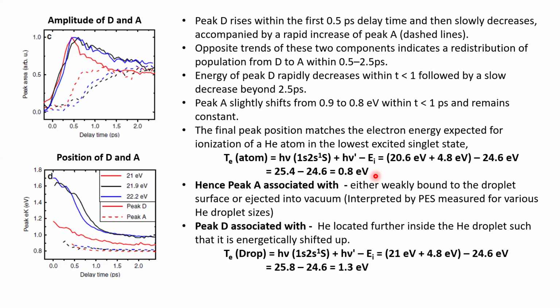And coming to the droplet size, for the droplets, the peak D is associated with the helium located further inside the helium droplet, such that the energy is energetically shifted up. By considering the 21 electron volt and 4 point eV as the constant, we are getting a similar output of something around 1.3 electron volt. And the further things I'm going to discuss in the next slide.